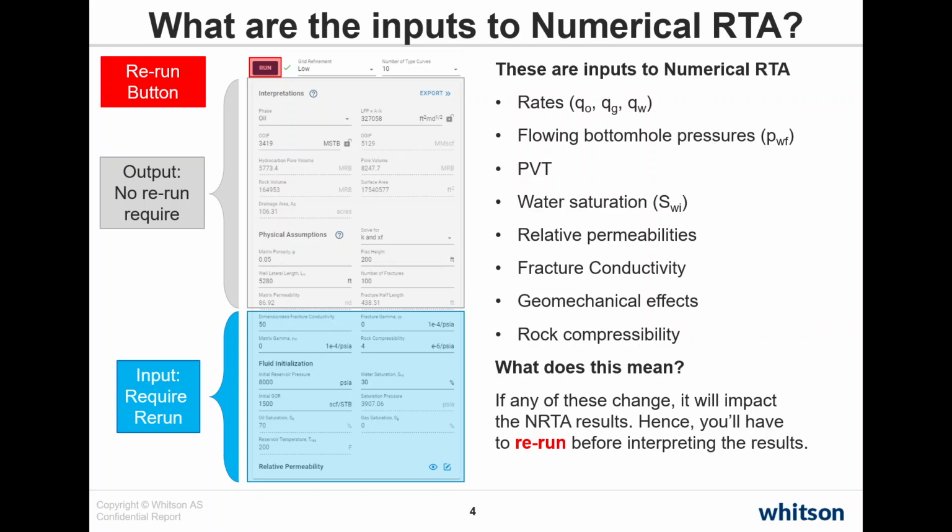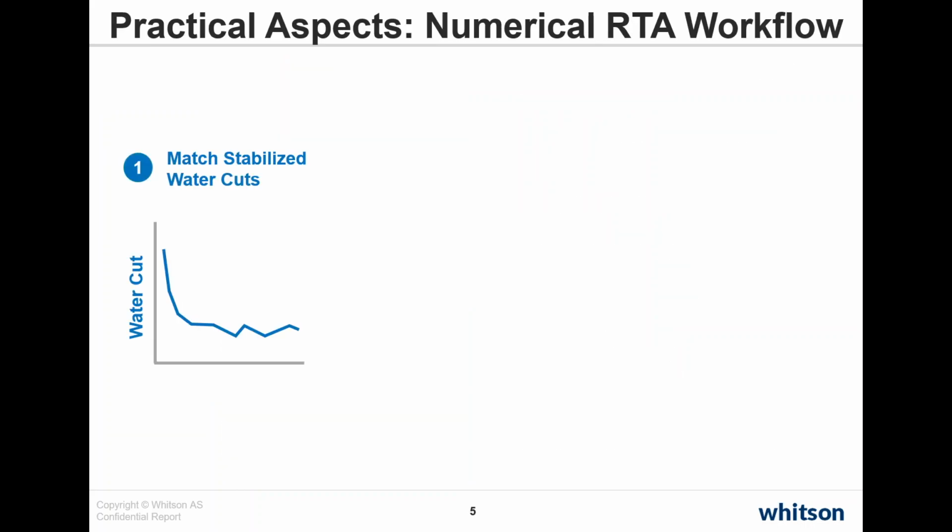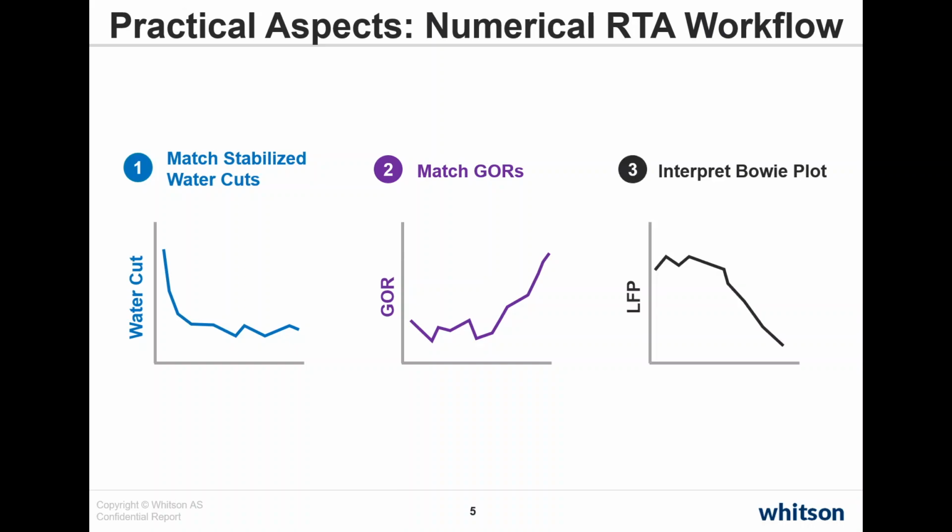But if all of that is good, you need to check for two things before interpreting the plot. The first thing, you should check for stabilized water cuts. So are you actually matching the stabilized water cuts from the well? The second thing is, is your GOR match making sense? And once you've made those two checks, you can go ahead and interpret the plot. But what does that really mean? Well, for the water cuts, stabilized water cut is what we interpret to be kind of the formation water. So what is actually the formation contributing in terms of water production?